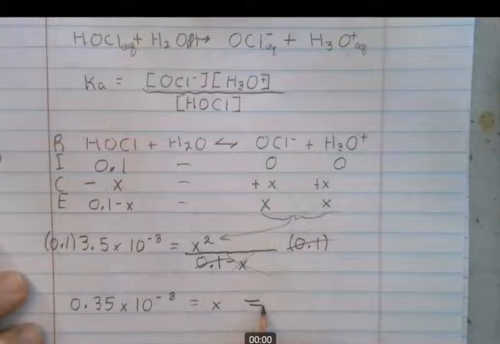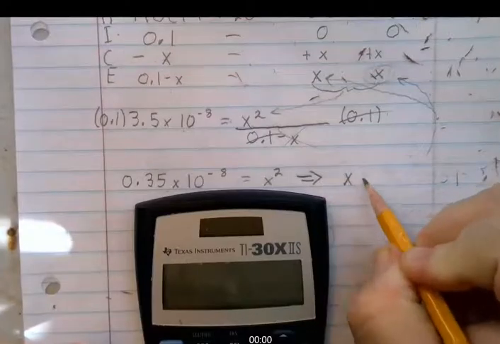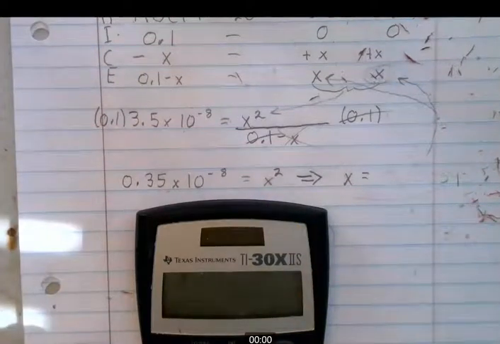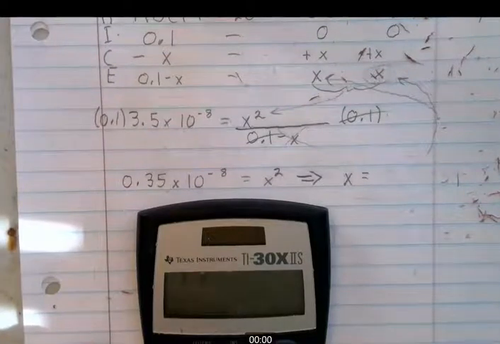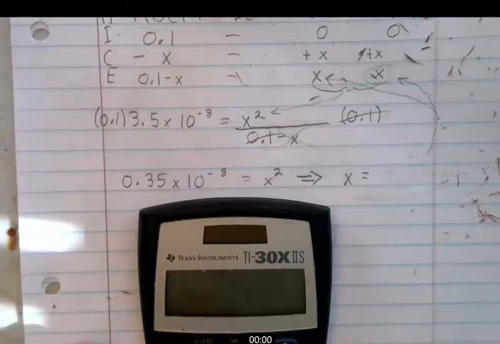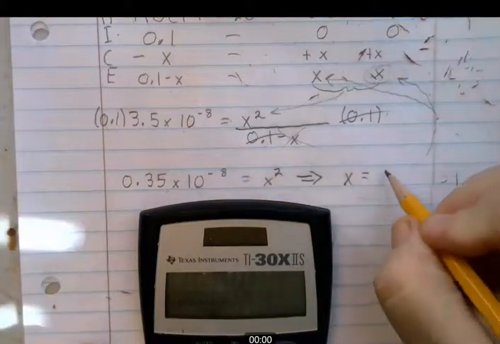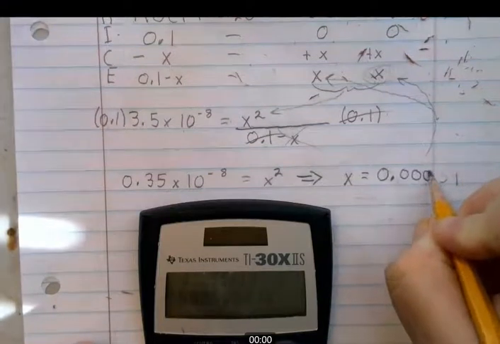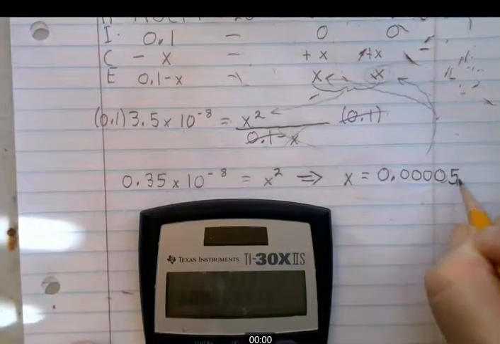So you're going to take the square root of both sides to get x. X is going to equal the square root of 0.35 times 10 to the minus 8. So we're going to clear everything, and it's going to be second x squared, gives us a square root, 0.35 times 10, caret minus 8, close parenthesis, and that gives you the following: 0.1234 zeros 59.